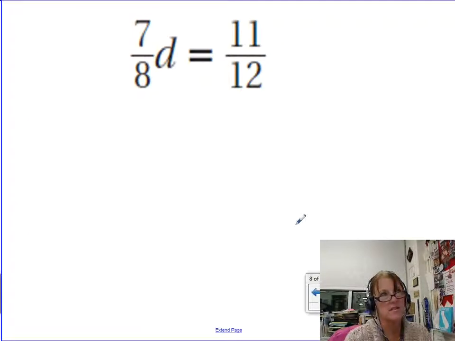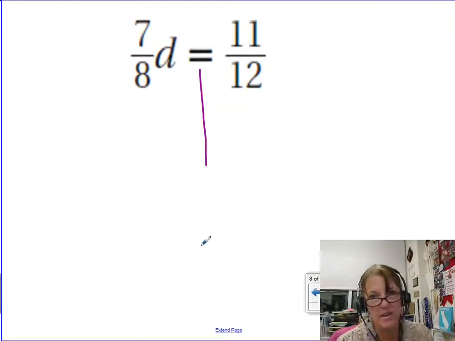7/8 d equals 11/12. All right. Why don't you pause the video right now, do this one on your own, and then once you've got your answer and you've checked it, then turn the video back on and see how you did.